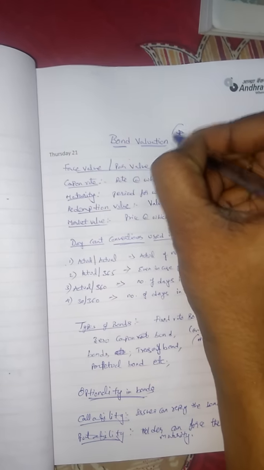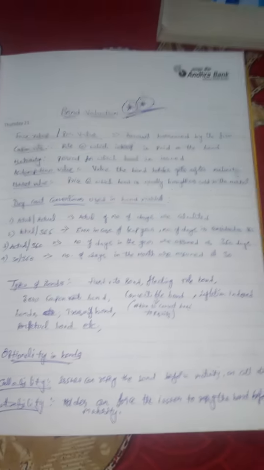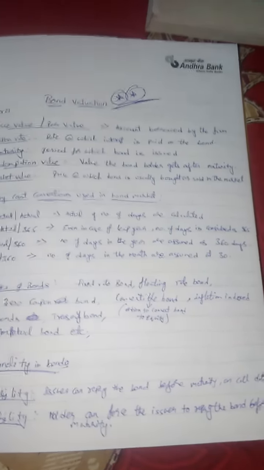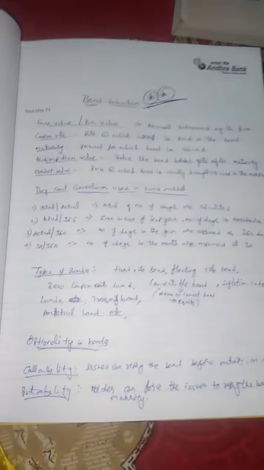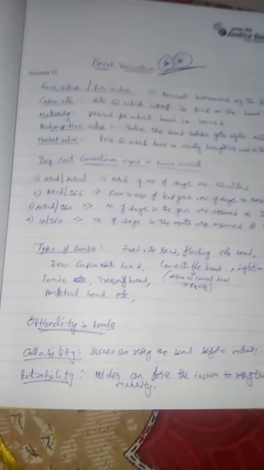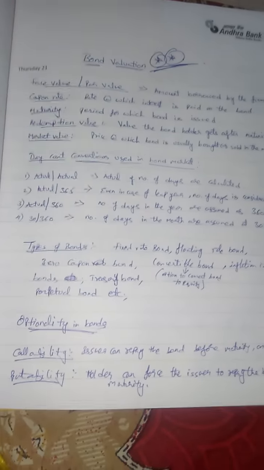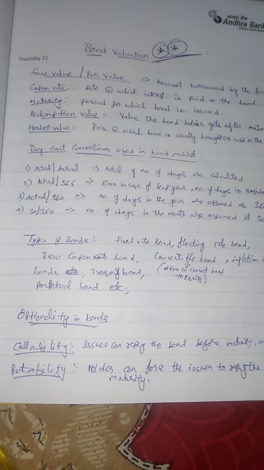Then the most important topic of Module A is bond valuation. That is, how to value a bond. What is a bond basically? See, I am a company or a government organization. I am in need of some funds. So what do I do? Either I borrow funds. I can borrow funds by way of a bank loan. Another source of borrowing funds is by issuing bonds. I'll issue a bond, and people will subscribe to my bonds.